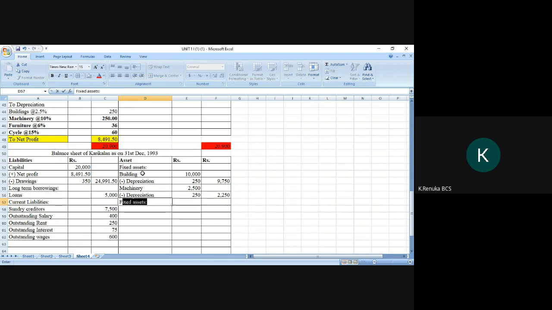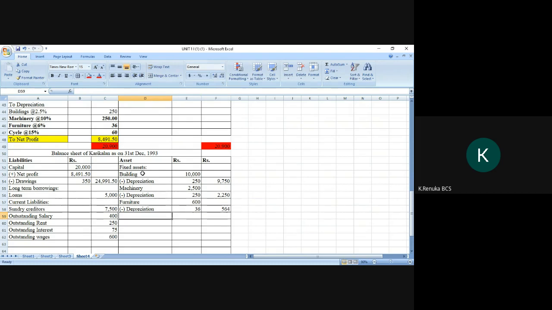Next one is furniture and fittings. So furniture and fittings, we have created depreciation. So furniture value was 600. Depreciation we have created is 36. After reducing the depreciation value, place the final amount in the outer column.